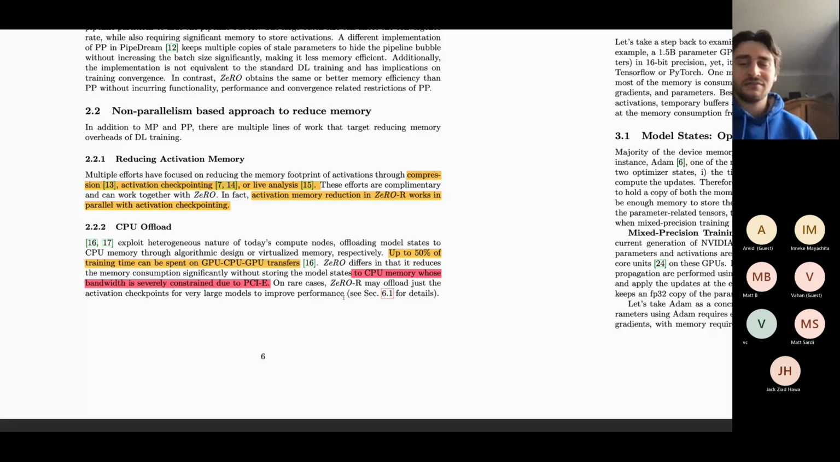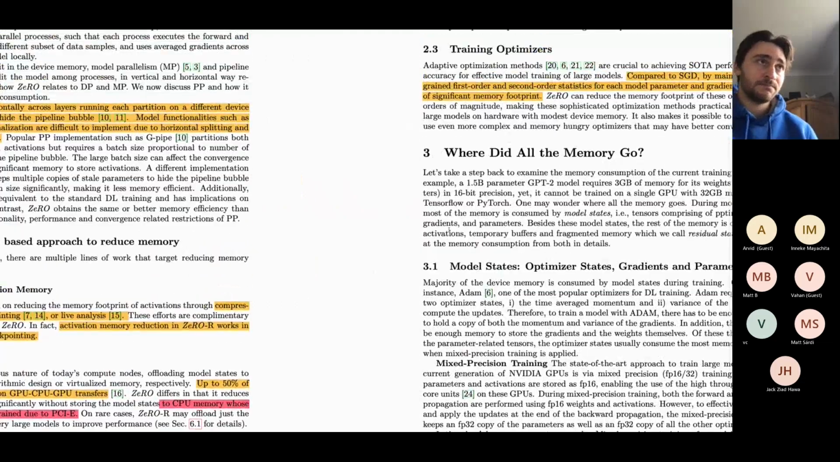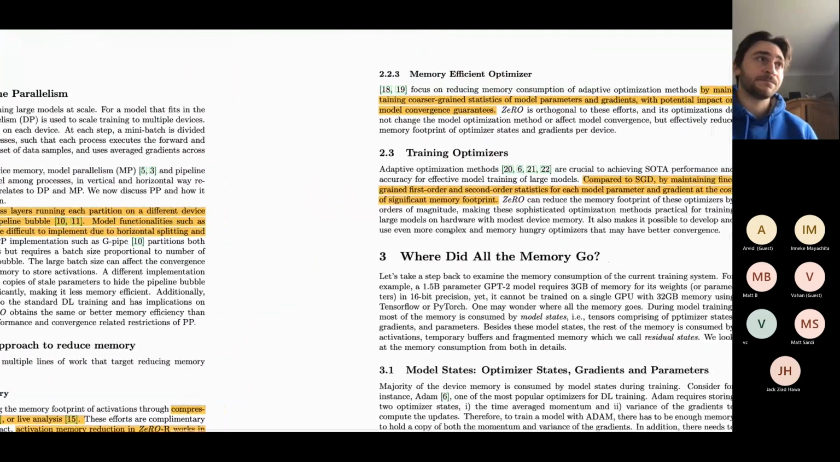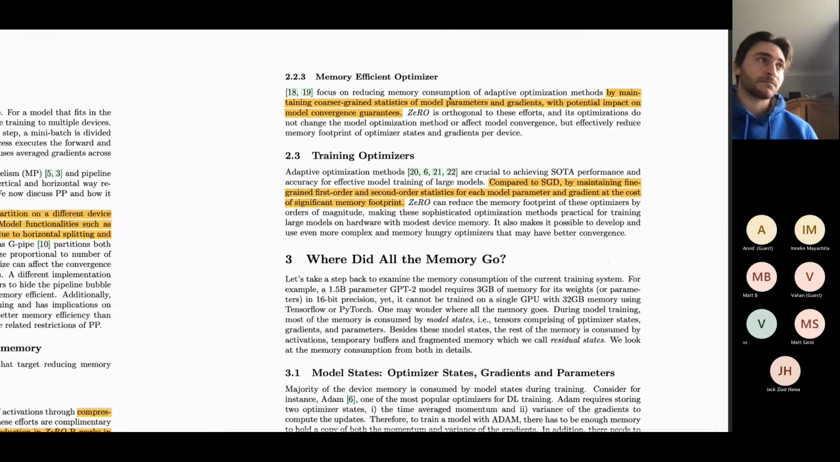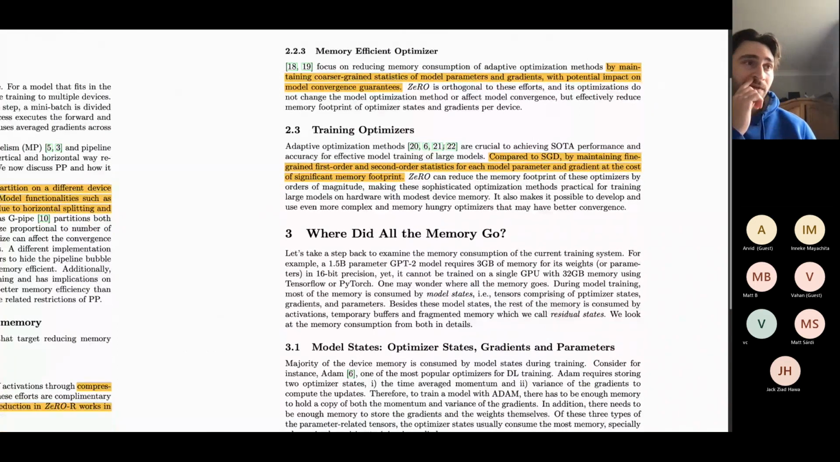But what's interesting about this is that they do offloading to the CPU in the case that the model is so large that you couldn't train it without doing that. So maybe sometimes you'll have to send your activations to the CPU after the forward pass just to reduce the memory consumption. Yeah, this is important.